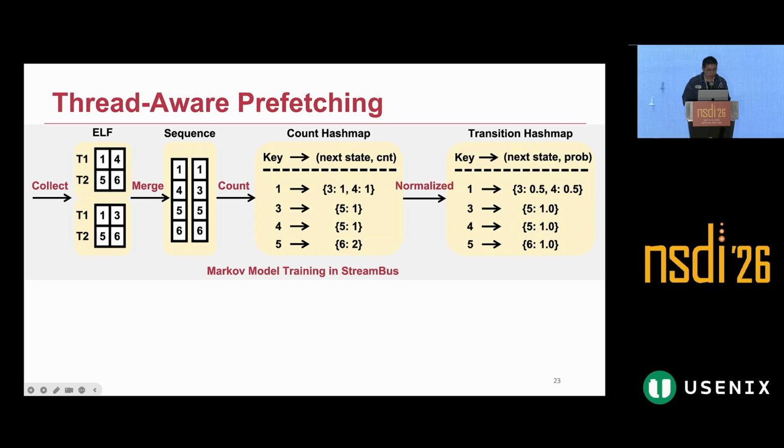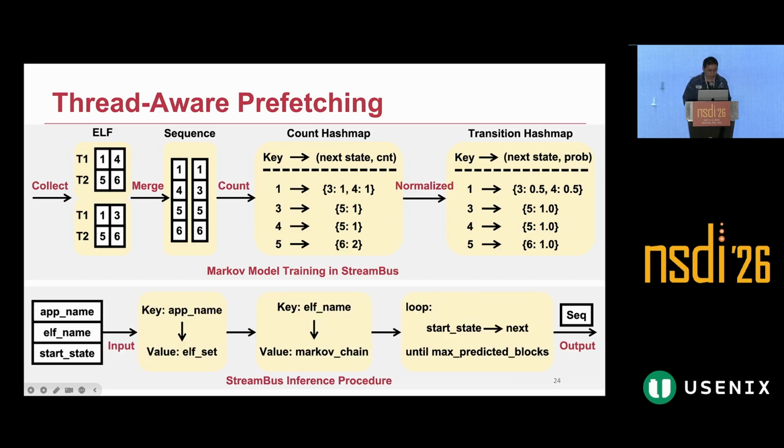Now, let's look at how we build the prediction model. We first collect block access sequences from different threads of the same application. These sequences are then merged to capture overall execution patterns. Next, we count transitions between consecutive blocks, building a count hash map of next state frequencies. Finally, we normalize these counts into probabilities, forming a Markov transition model.